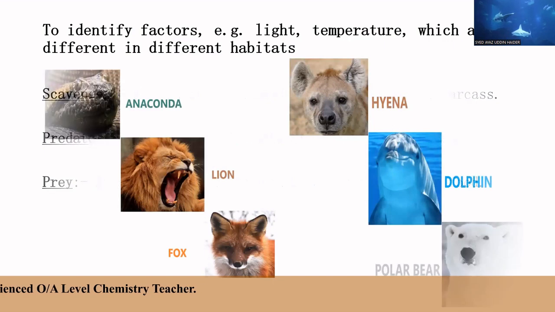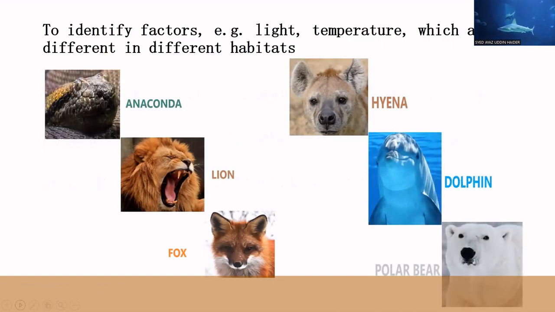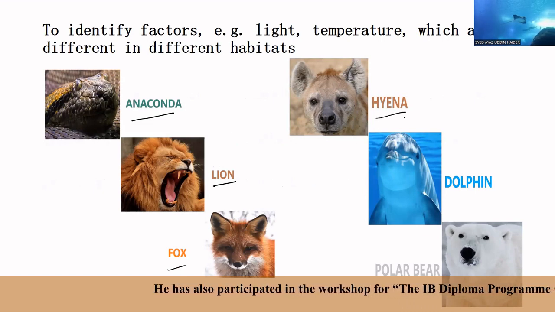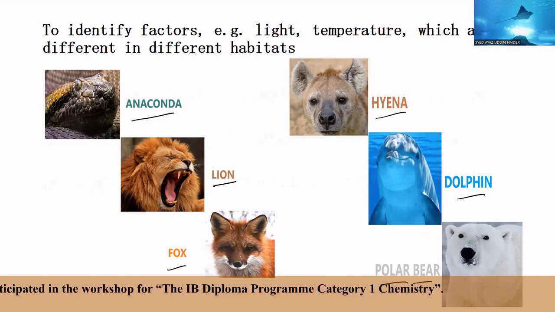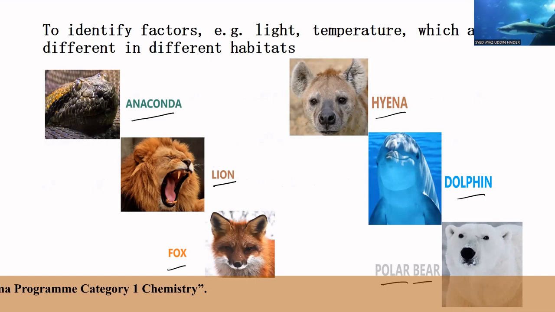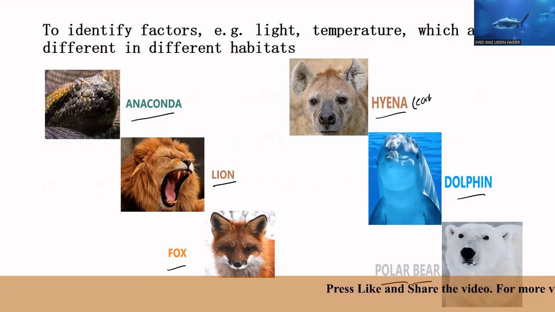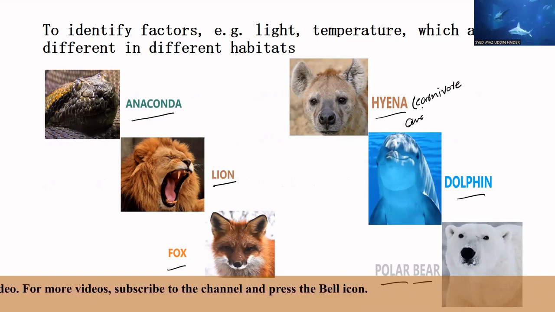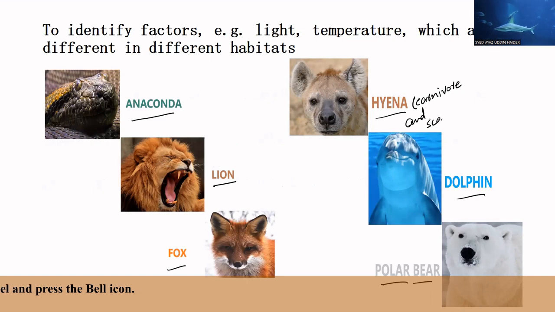So here we are having some examples of predators. We have anaconda, lion, fox, hyena, dolphin, polar bear. The interesting thing about hyena is that they are also scavengers. Carnivores and scavengers, because they also feed on dead organisms.